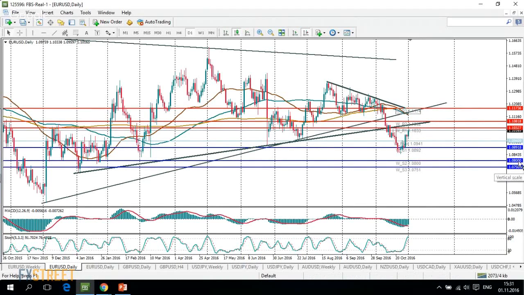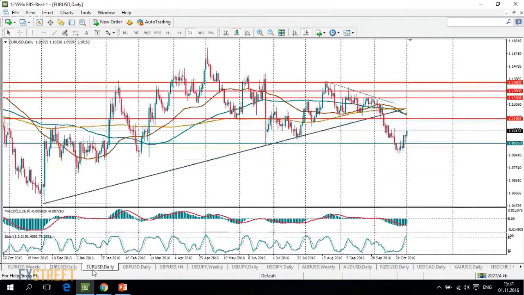As for support levels, they are located at 1.0940, 1.0890, and 1.08. This is what we have in mind for the euro dollar.